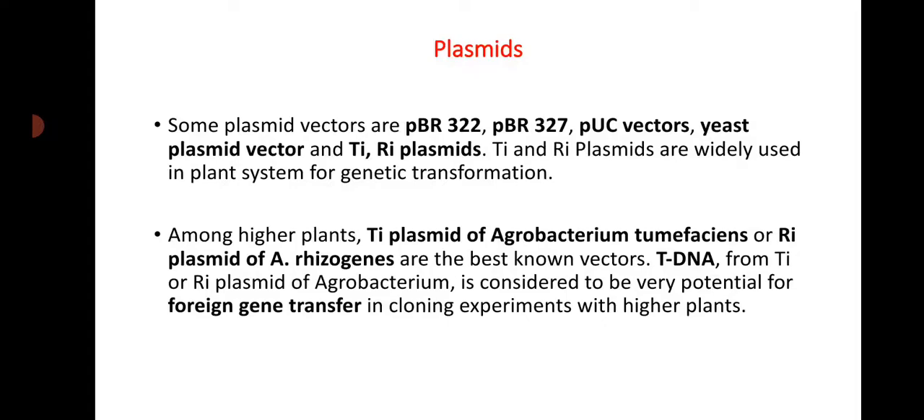So it is natural genetic engineering. A piece of DNA by itself comes and gets incorporated into the plant cell DNA. So this tDNA from the Ti or Ri plasmid of Agrobacterium is considered to be very potential for foreign gene transfer in cloning experiments with higher plants.